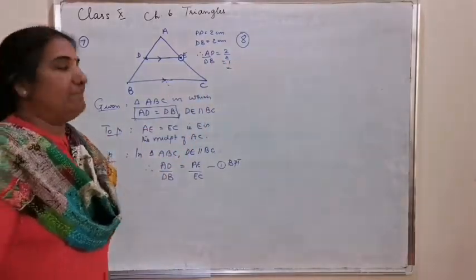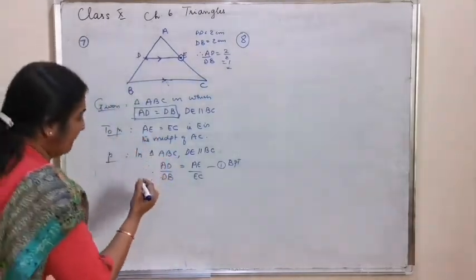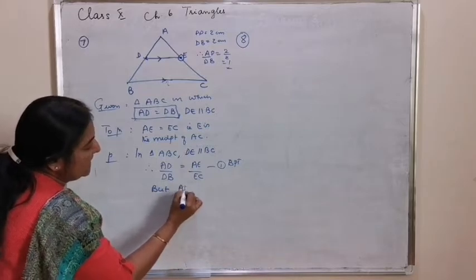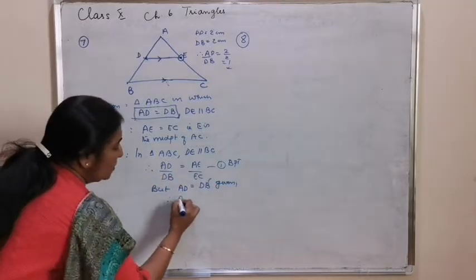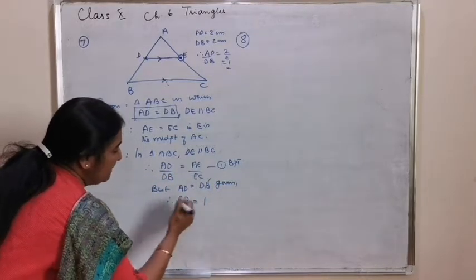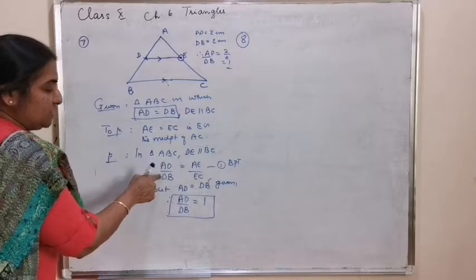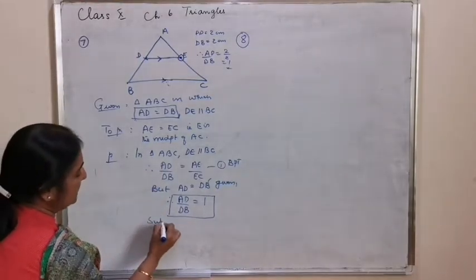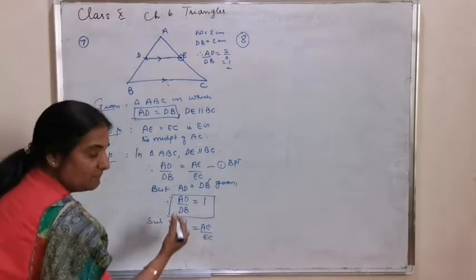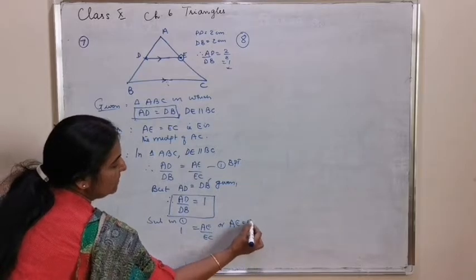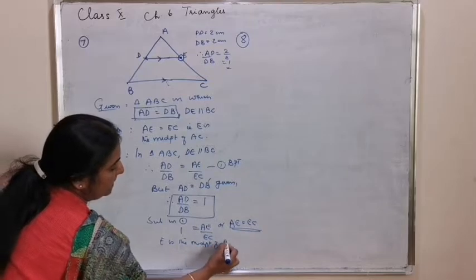The same will happen whatever be the length of AD and BD. That is, AD is equal to DB given. Therefore, the ratio of AD by DB is 1 always. Substituting the value in 1, 1 is equal to AE by EC, or AE is equal to EC, that is E is the midpoint of AC.